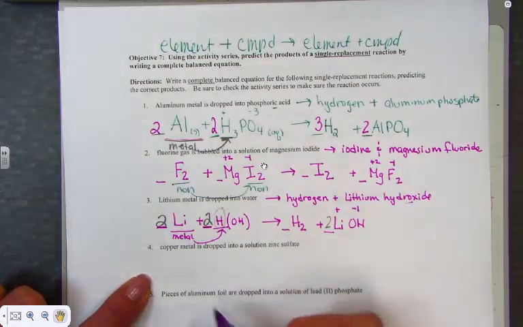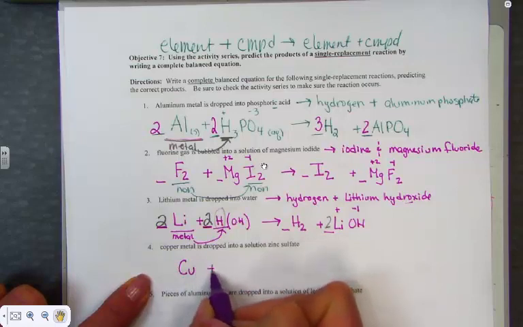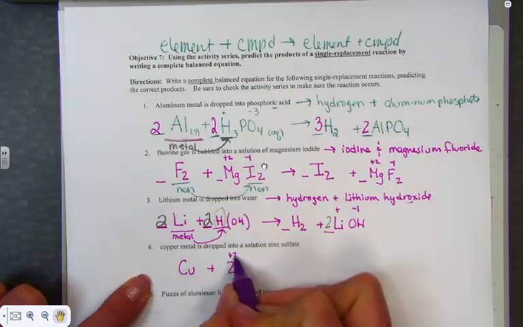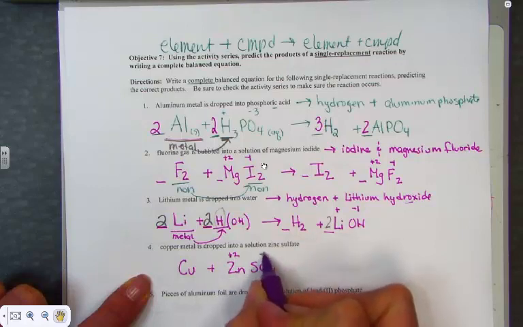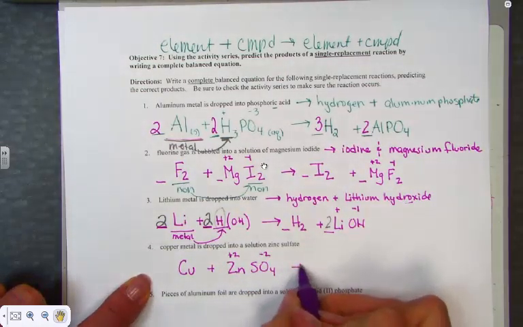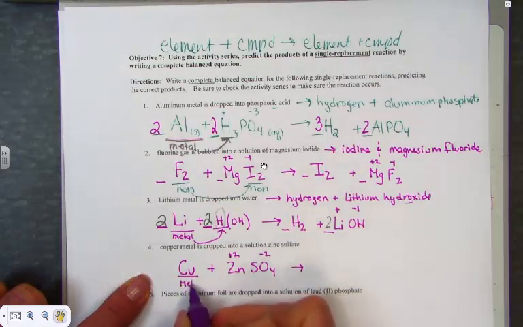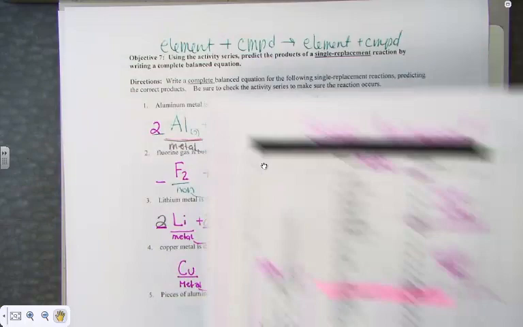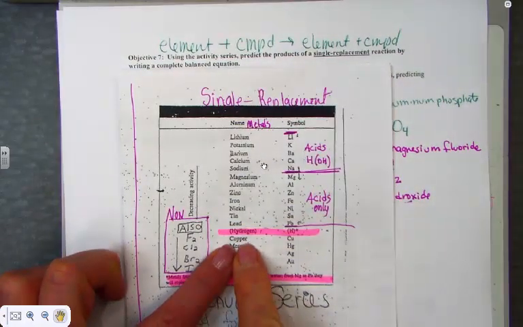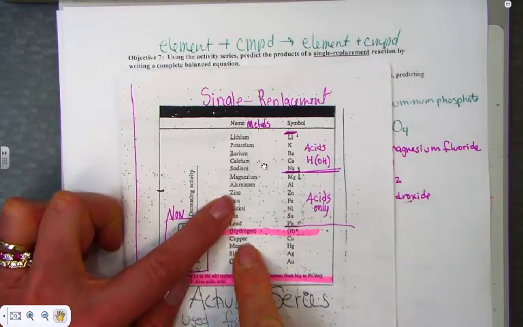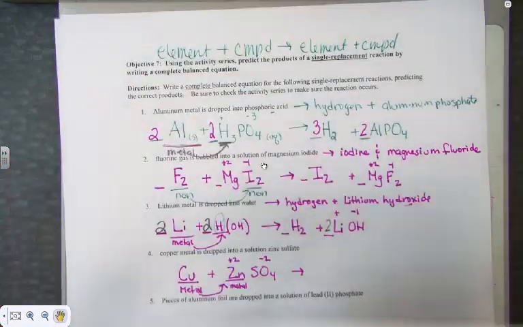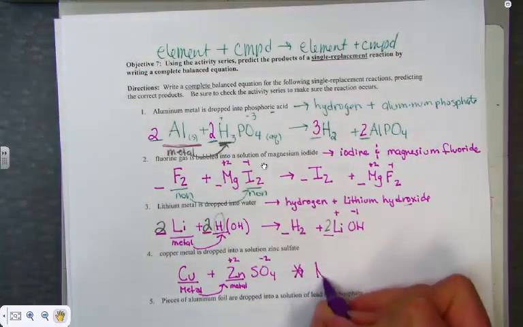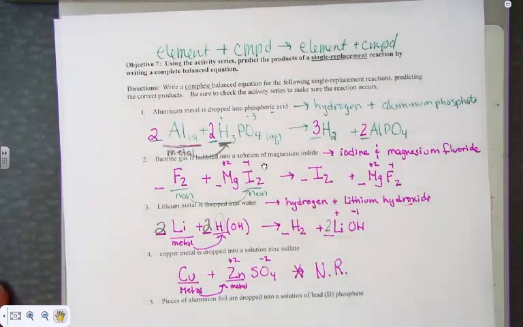If copper metal is dropped into zinc sulfate, elemental copper with a solution of zinc sulfate, that polyatomic ion is SO4 and it's a -2. Copper is a metal. We check the activity series of metals to see is it indeed strong enough to displace the zinc metal in a compound. We see copper lower on the activity series than the element that it's trying to displace. Copper cannot displace zinc. It is not active enough, not strong enough. This reaction will not proceed.